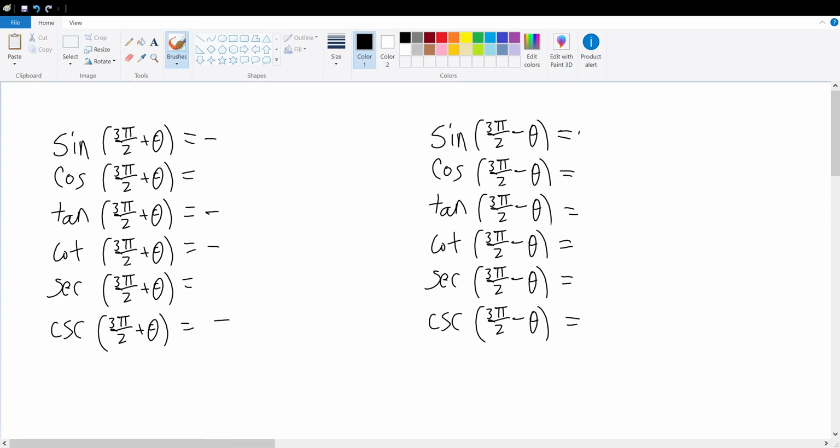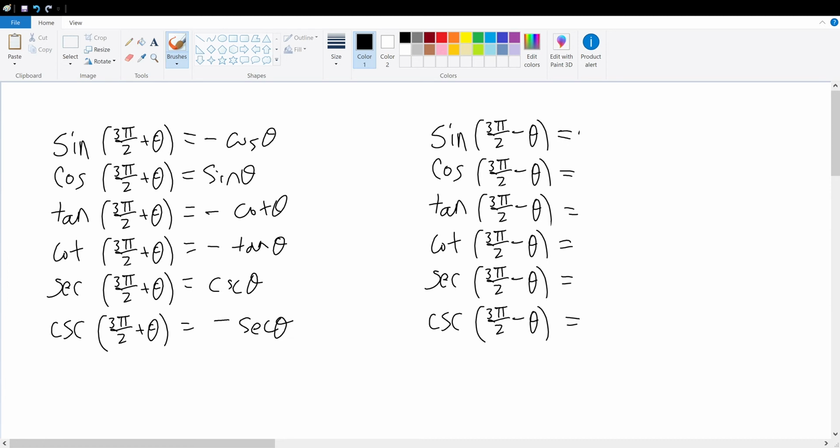And the complementary property of trigonometry states that we must find the cotrig of the trig that we're applying the property towards. So the co of sine is cosine of theta. The co of cosine is sine of theta. The co of tangent is cotangent. The co of cotangent, rather, is tangent. The co of secant is cosecant. And the co of cosecant is secant.